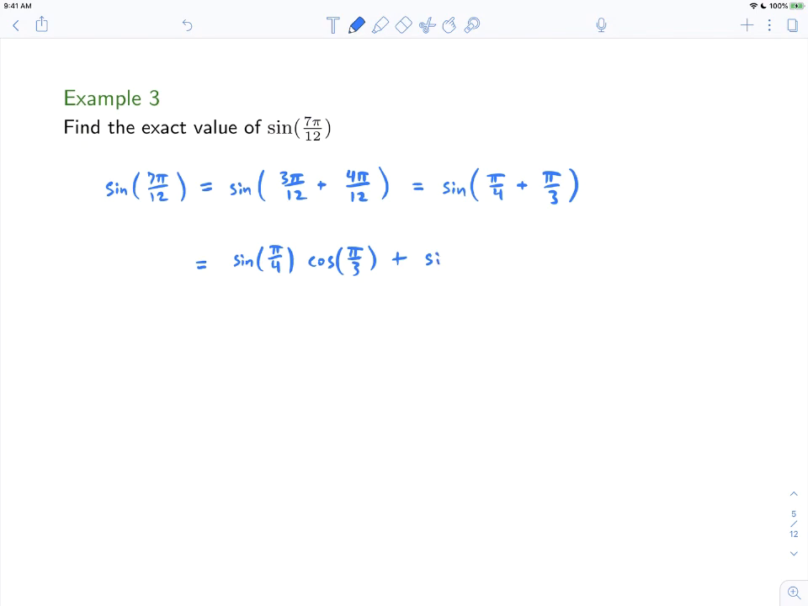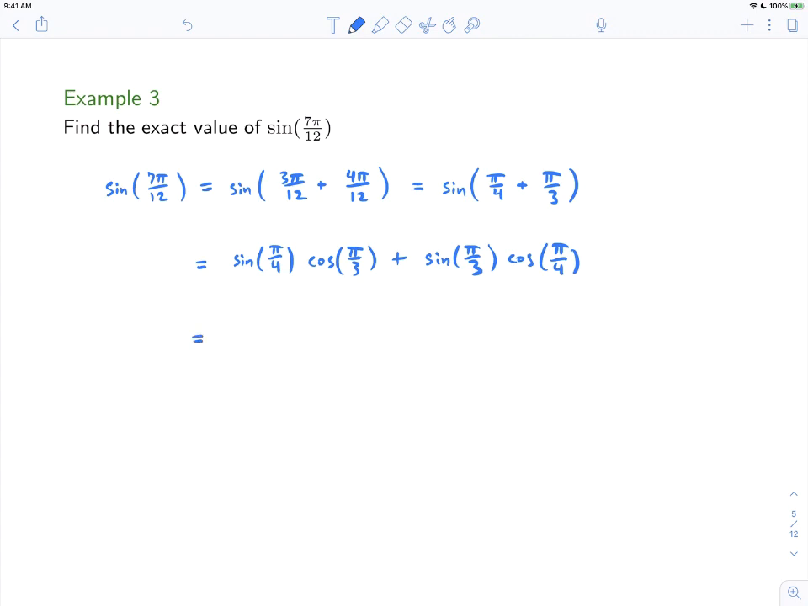And now it's just going to be sine of the other angle, pi over 3, times cosine of the other angle, which is pi over 4. Now when I say the other angle, I mean other than the one that we just did. So the first product was sine of pi over 4. So here we have sine of the other angle, pi over 3. And here it was cosine of pi over 3, so now it's going to be cosine of the other angle, pi over 4. And again, we know what these values are.